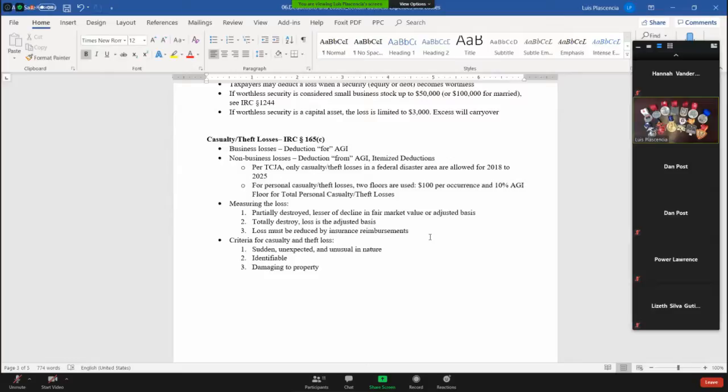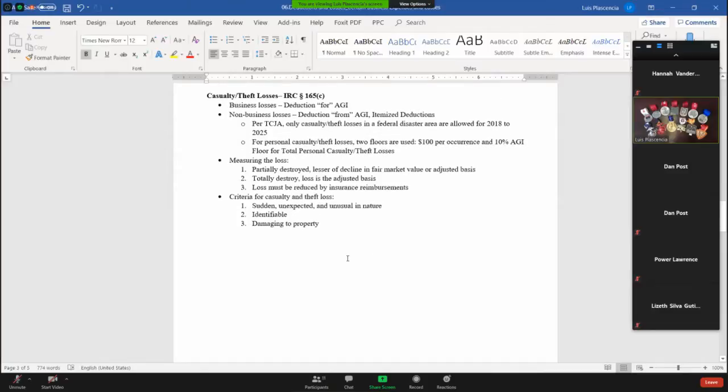Now, in terms of the criteria, it's pretty straightforward. It has to be sudden, unexpected, and unusual in nature. I guess a good way of putting it is an act of God, an unusual, infrequent event. It has to be identifiable, and of course, it has to be damaging to property. Again, there's not so much I want to cover on this. I do want you to know it's there because the losses are there for a select amount of taxpayers and business losses. But the business losses are pretty straightforward. It's a deduction for AGI.